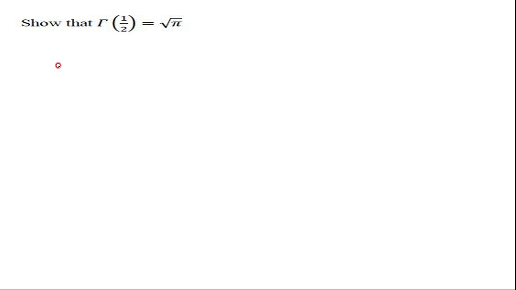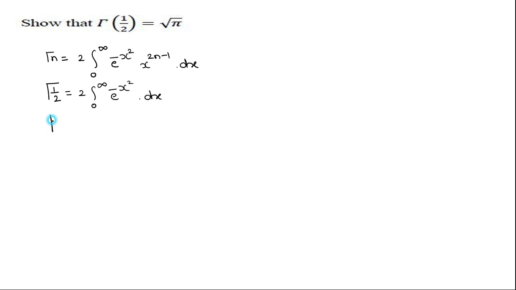Students, in this video we'll show that the gamma of 1 by 2 is equal to root pi. We know that the gamma of n is defined by 2 times the integral from 0 to infinity of e raised to minus x square, x raised to 2n minus 1, dx. So here we are taking gamma of 1 by 2. Take n is equal to 1 by 2 here. So it will be the integral from 0 to infinity of e raised to minus x square. If you put n equal to 1 by 2, it will be x raised to 0, which is equal to 1.